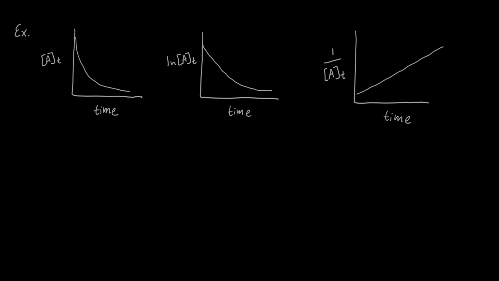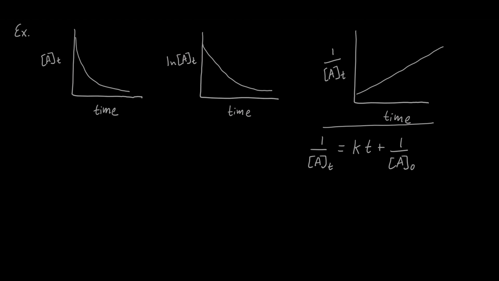Now here's a second set of graphs. So pause the video to try to figure out what order this reaction is. So what we're looking for here is we're looking for the linear graph. So it looks like the last graph has a positive linear slope. So if we look at the y-axis, we see that it's 1 over the concentration of A with respect to time. So that matches our second order equation, which is kt plus 1 over the concentration of A initially.